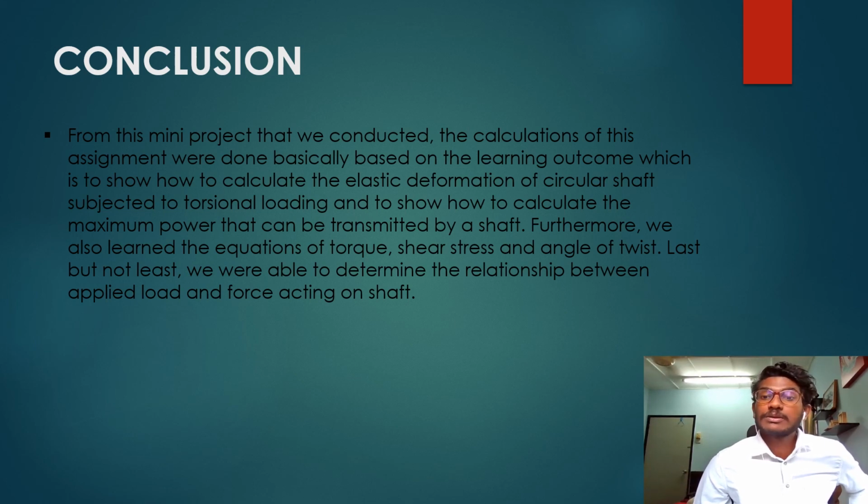From this mini project that we conducted, the calculation of this assignment was done based on the learning outcomes, which are to show how to calculate the elastic deformation of a circular shaft subjected to torsional loading, and to show how to calculate the maximum power that can be transmitted by a shaft. Furthermore, we also learned the equations of torque, shear stress, and angle of twist. Last but not least, we were able to determine the relationship between applied load and force acting on the shaft.